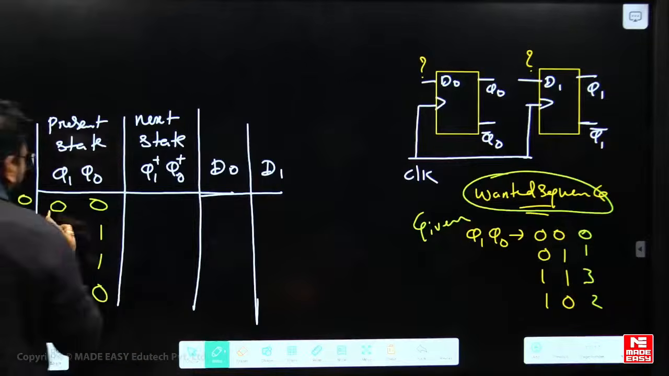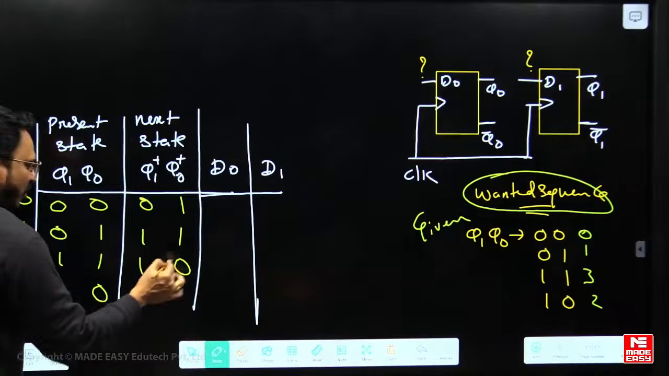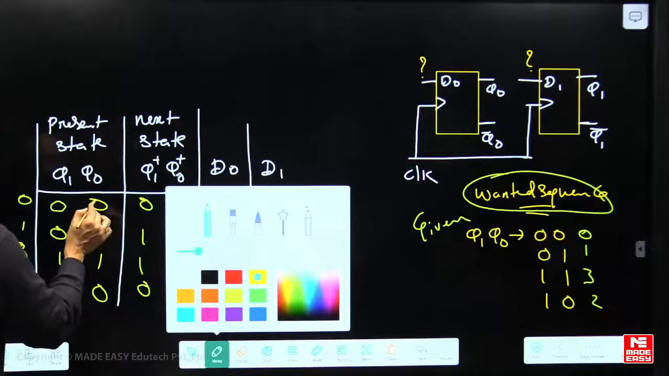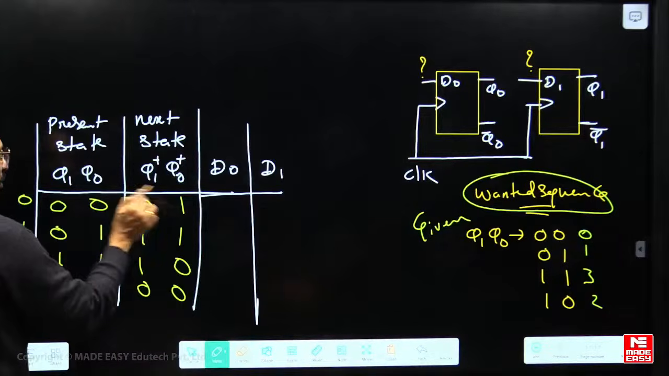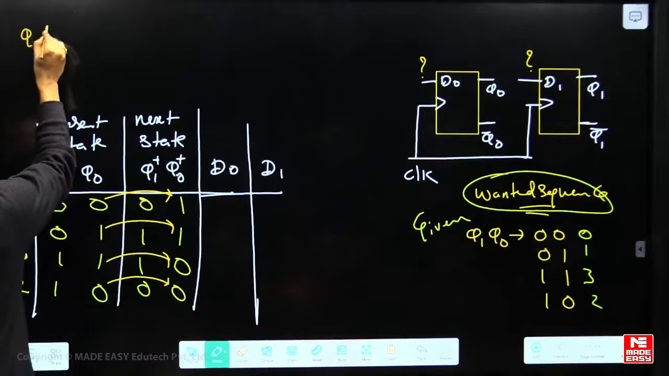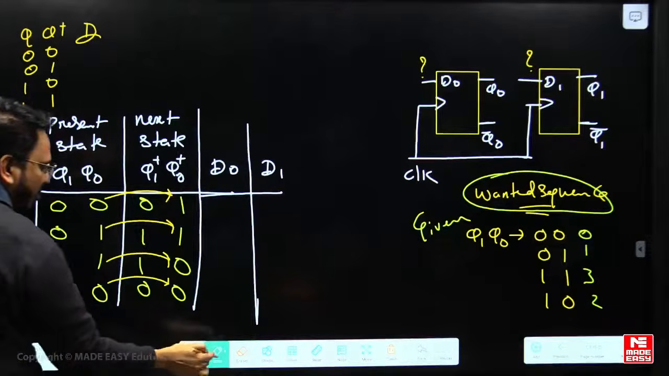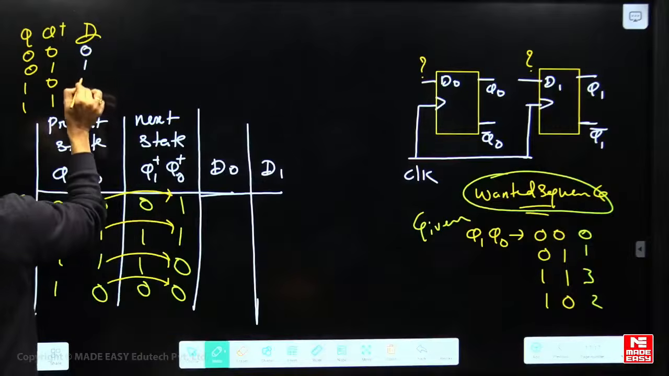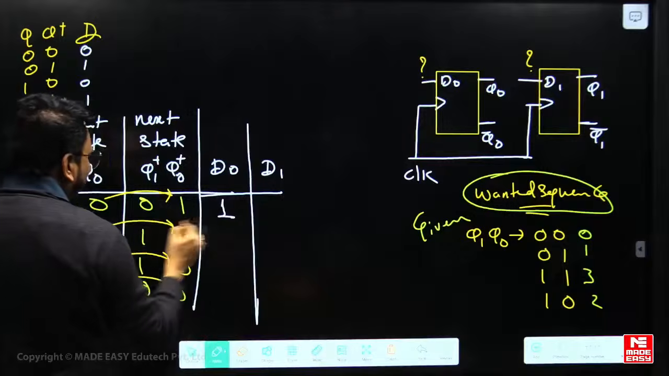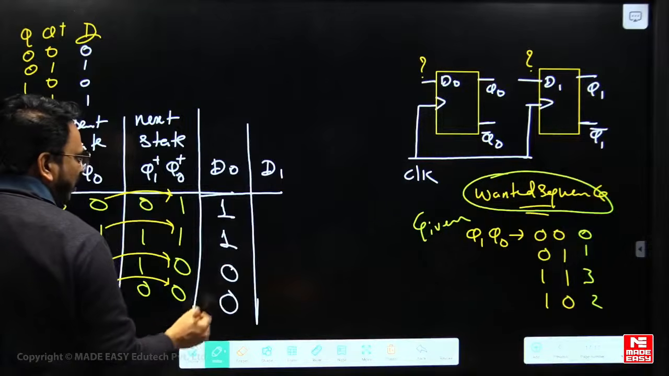So these are the present states. Its next state is 0, 1 here, 1, 1 here, and 1, 0 here. For 1, 0, the next state will be 0, 0. Now we should take from the excitation table of the D flip-flop. Q to Q plus: 0 to 0 is 0, 0 to 1 is 1, 1 to 0 is 0, 1 to 1 is 1. So 0 to 1 gives 1, 1 to 1 gives 1, 1 to 0 gives 0.